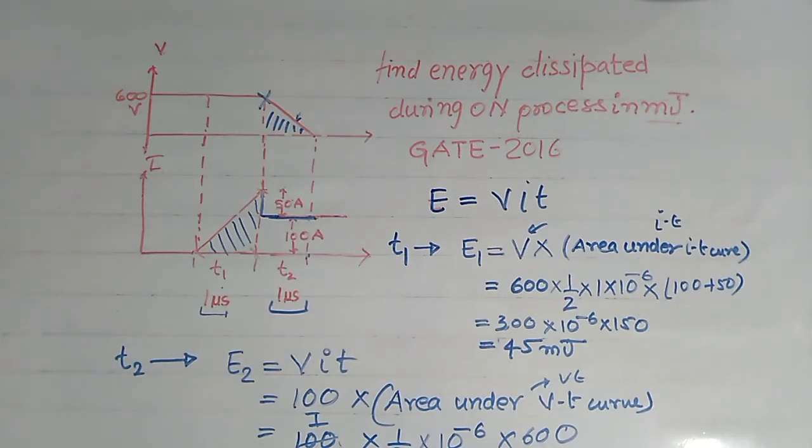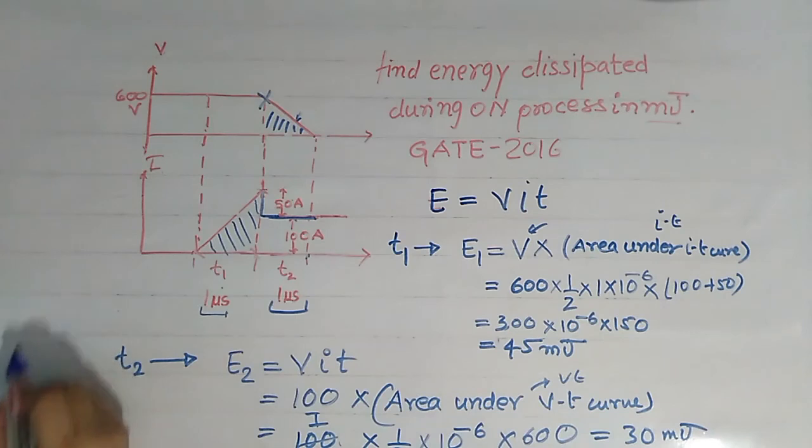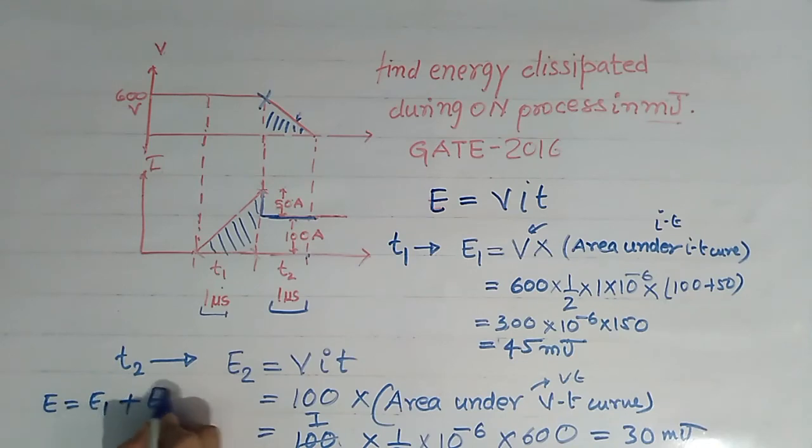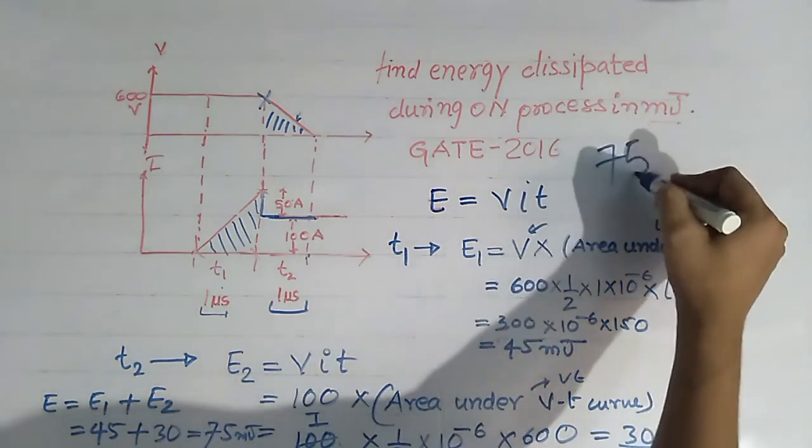So now what are total energy losses? Here we can write E is equal to E1 plus E2. What is E1? That is equal to 45, and what is E2? That is equal to this 30 millijoule. So we get 75 millijoule. So answer is 75 millijoule.